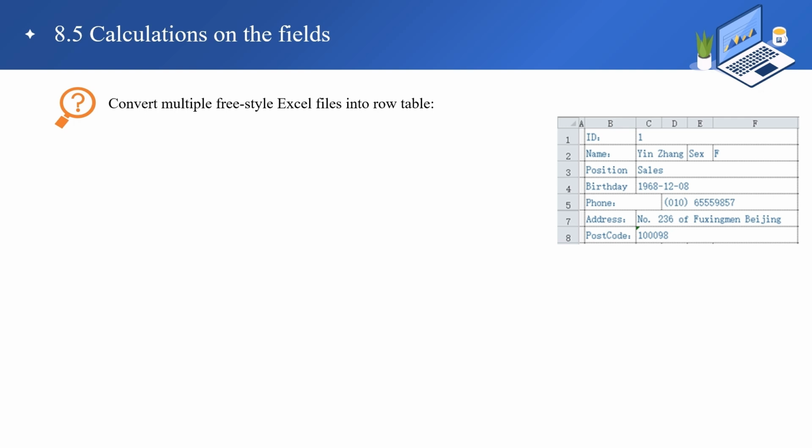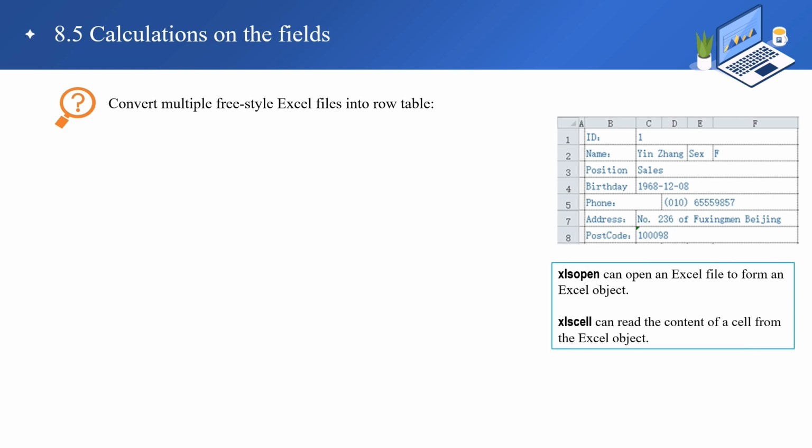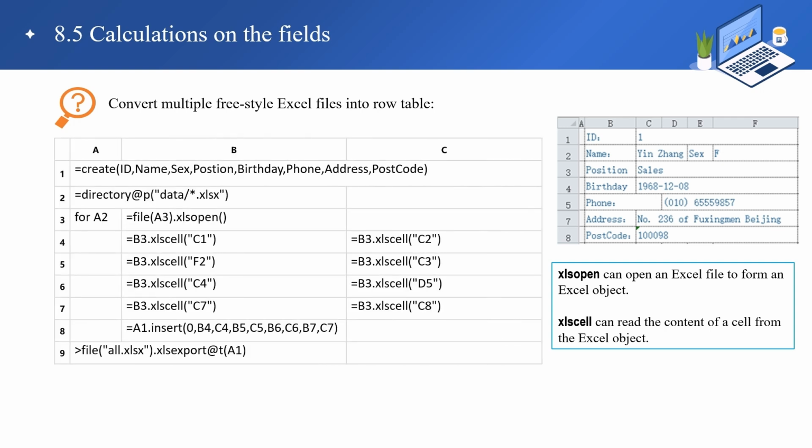To do this, we also need to use two Excel-related functions, XLSOpen and XLSCell. The XLSOpen function can open an Excel file to form an Excel object, and the XLSCell function can read the content of a cell from the Excel object. With them, we can finish the work. The code logic is not complex, and we will not explain it in detail. However, it is still a little troublesome to write, and if the table style and data structure change, it needs to be changed a lot.